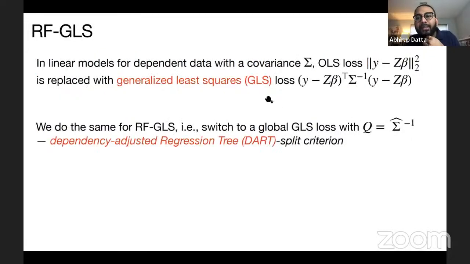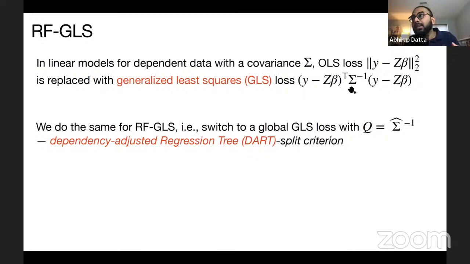Once we have this characterization, the idea to incorporate covariance is simple. We have the covariance matrix sigma. So instead of using the ordinary least square loss, we will just use the generalized least square loss using the Gaussian process covariance matrix sigma. In practice, sigma is usually not known, so it's estimated. So we use the estimate of sigma. Here, we call sigma hat inverse as Q. And we call this loss function the dependency adjusted regression tree, or the DART split criteria.